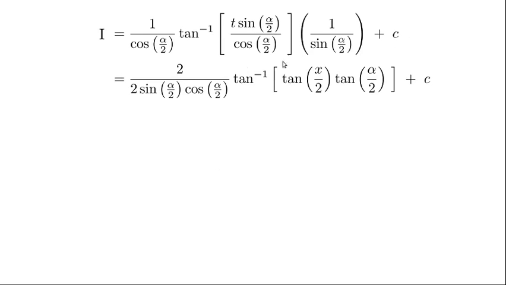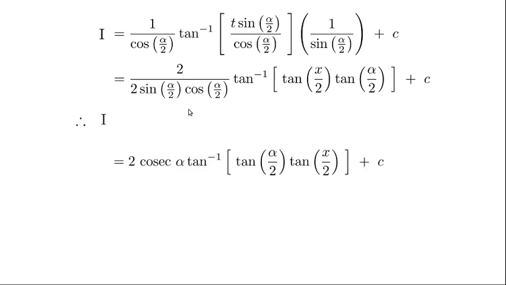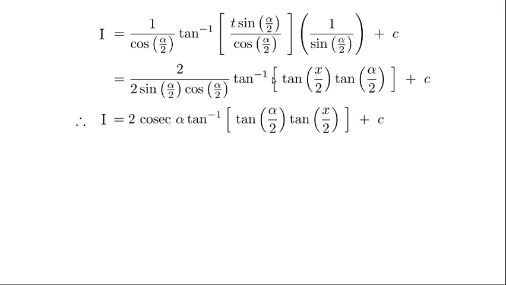And now these two are multiplied, along with that I multiplied by 2 also, so that I get it as 2 upon 2 sin alpha cos alpha. This is in the form of sin 2 theta. So it becomes sin alpha. Therefore 1 upon sin alpha is cosec alpha. And what the answer reduces to is I equal to 2 cosec alpha tan inverse of tan alpha by 2 tan x by 2, plus c.